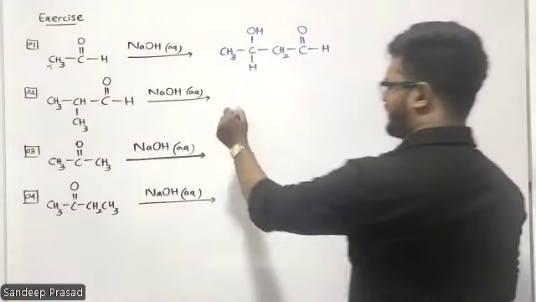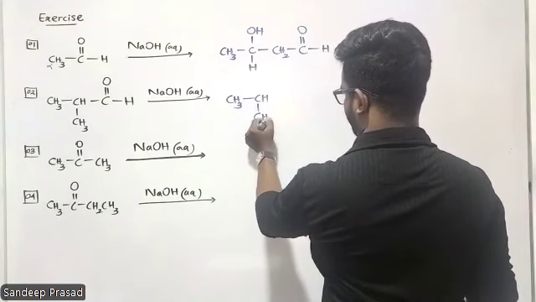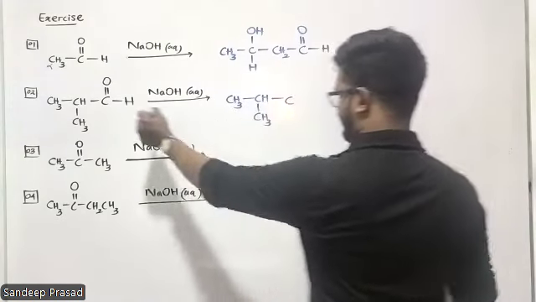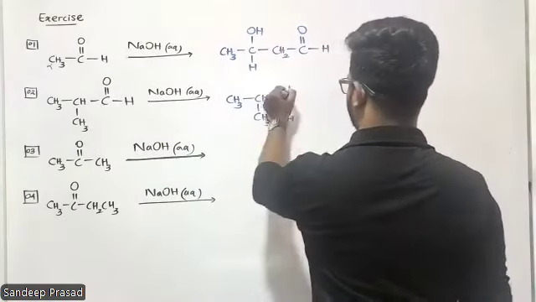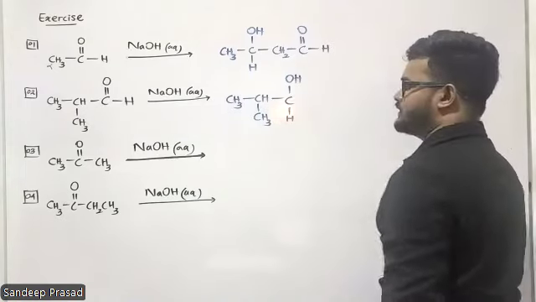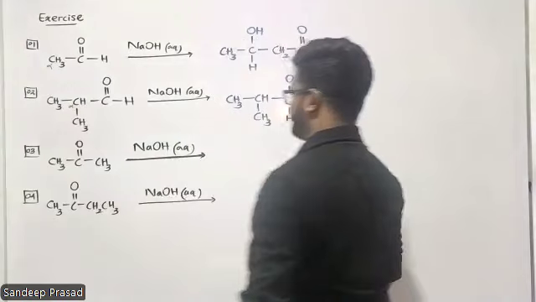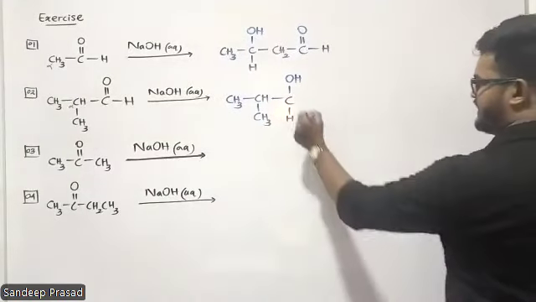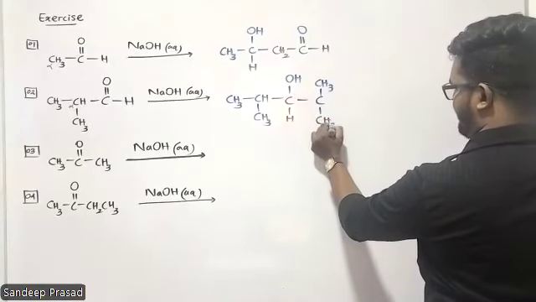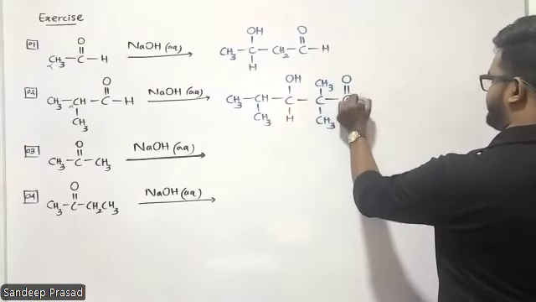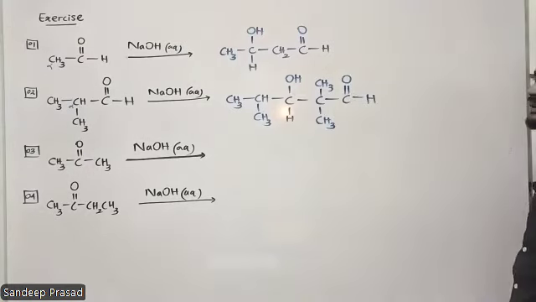So here also what we have to do, CH3, CH3. And here we can put the carbon-hydrogen bond down. The carbonyl group is converted into OH. And this is the alpha carbon. We can remove the alpha hydrogen from the alpha carbon. Then it is converted into CH3, CH3, C double bond OH. This is the product of the reaction.